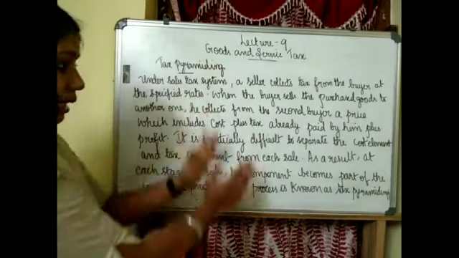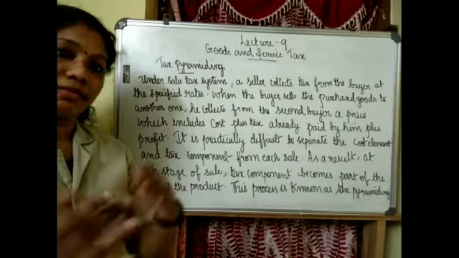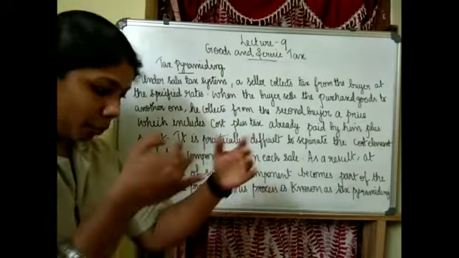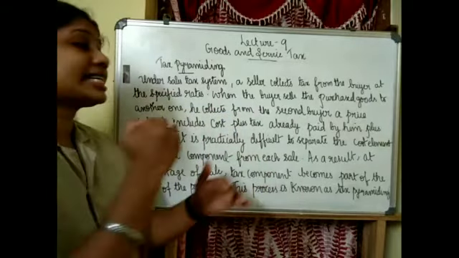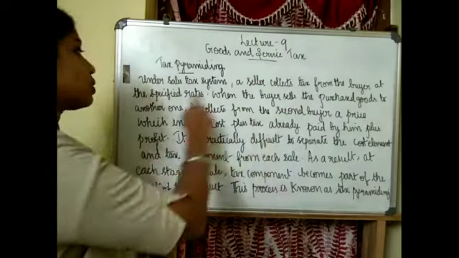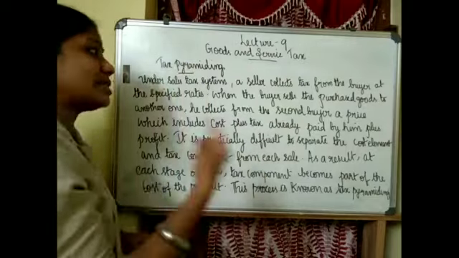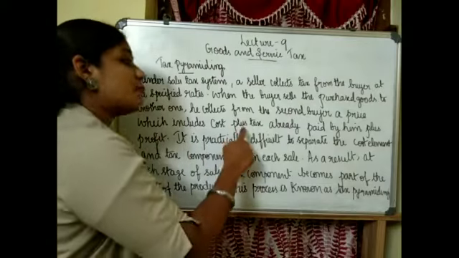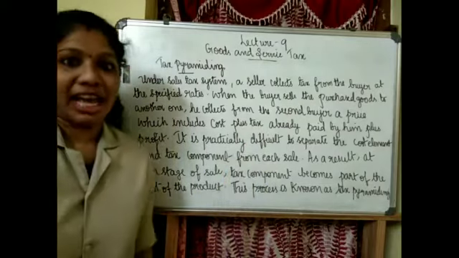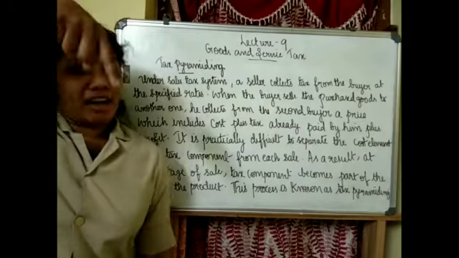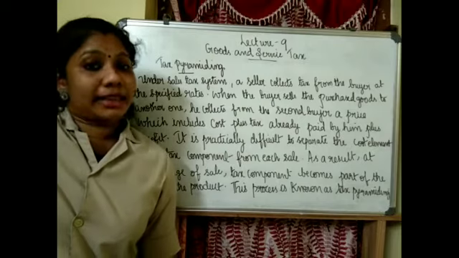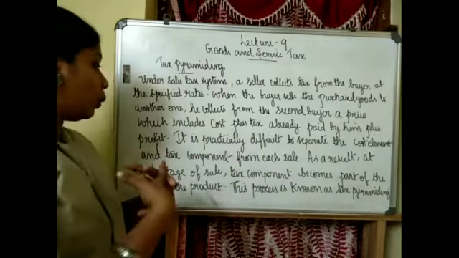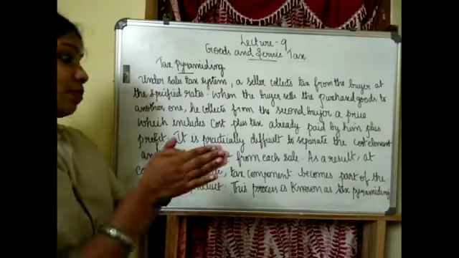Ee process ineyana nammal tax pyramid ennu vilikkunnathu. Appo idil naan perfect aayittu ezhuthi vechittundu: under the sales tax system, GST ki thottu munpu, seller collect tax from the payer at specified rates. Oro step ile seller buyer inde kayil ninna tax collect cheyyunnathu when the buyer sells the purchased goods to another one. When I purchase goods, he collects from the second buyer a price which includes cost plus tax already paid by him plus profit. Tax pyramiding effect in the beginning.